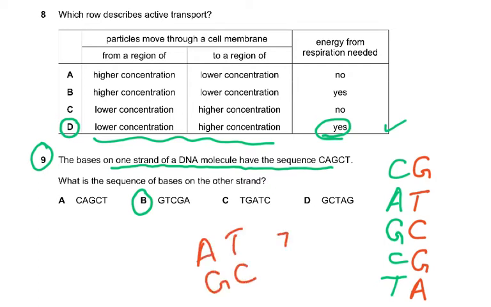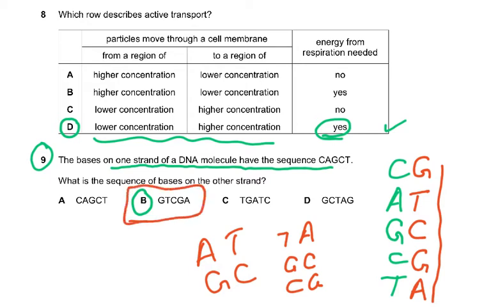So if you have T on this side, you will have A on this side. If you have G on this side, you will have C. If you have C on this side, you will have G on this side. So it was very easy to figure out, G, T, C, G, A, and this was the answer to it. This is how you would figure this out.